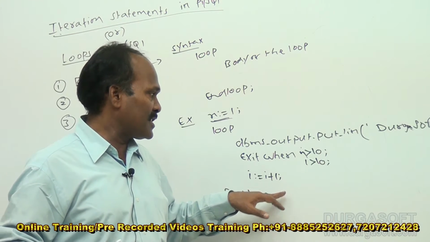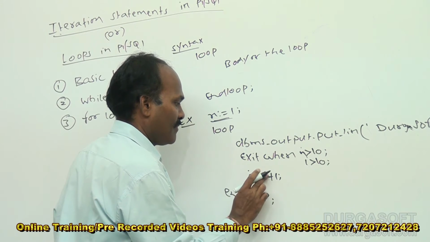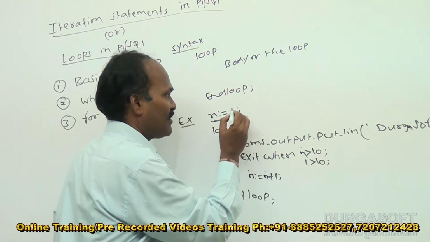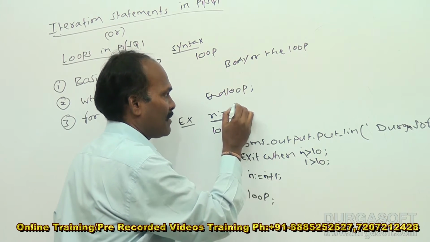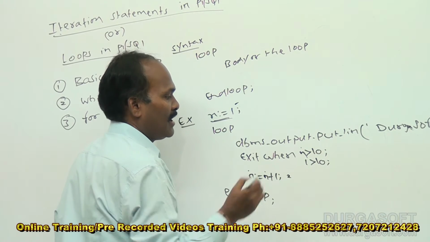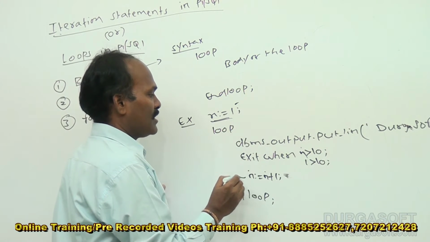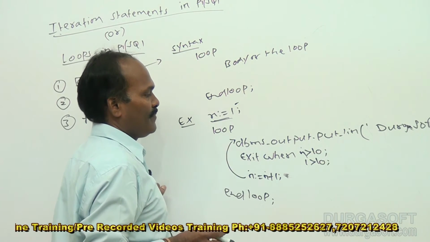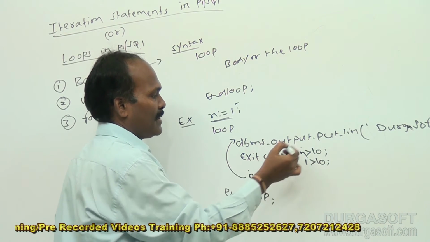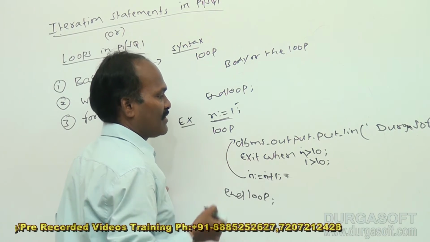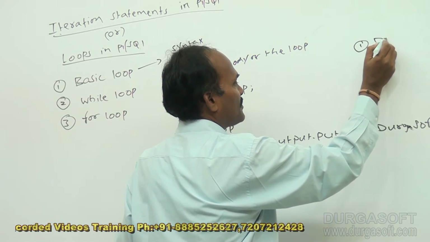The previous value of n is 1, so n := n + 1 means 1 plus 1, and 2 will be in n. Again control comes directly to this part. This is executed 10 times: the DBMS statement and the exit condition, then n := n + 1. Again it is going to print; the first time it has printed DURGASOFT.